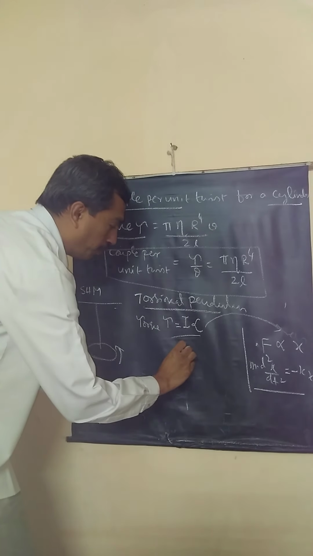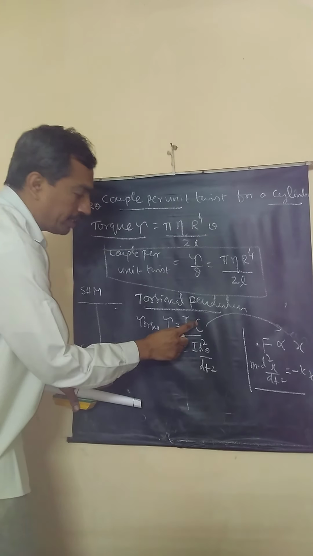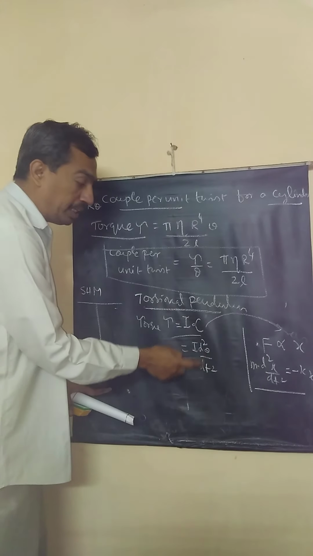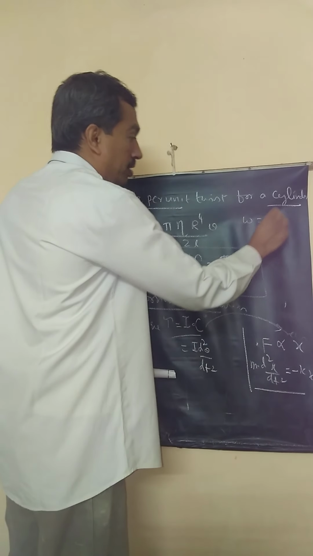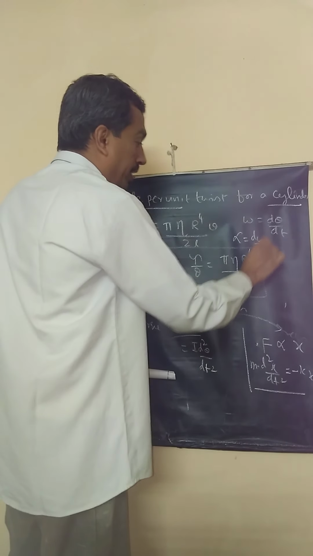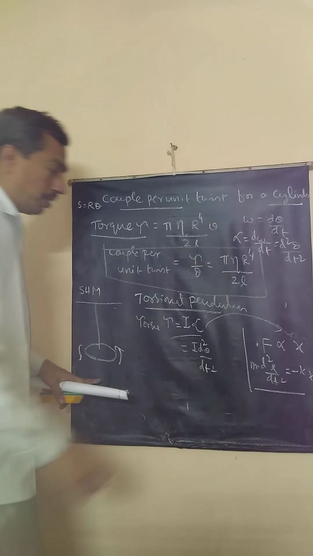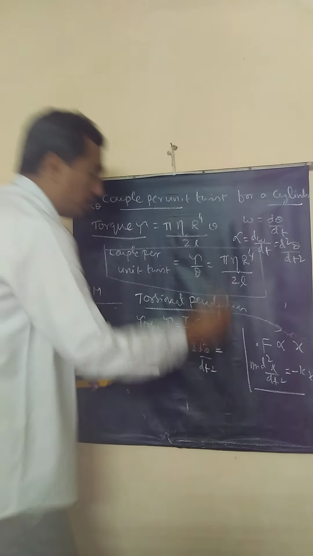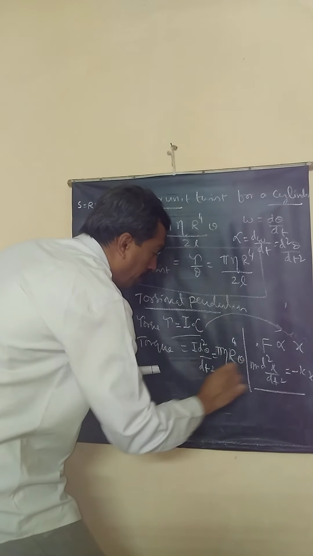Therefore, this is I into d square theta by dt square. What is angular acceleration? Rate of change of angular velocity. What is angular velocity? d theta by dt, omega is d theta by dt. Angular acceleration is d omega by dt, that is d square theta by dt square. Correct? Now we have shown this torque, from this expression, is pi eta r4 theta by 2L.